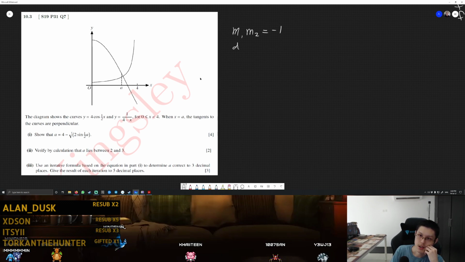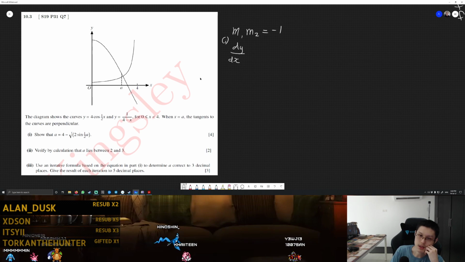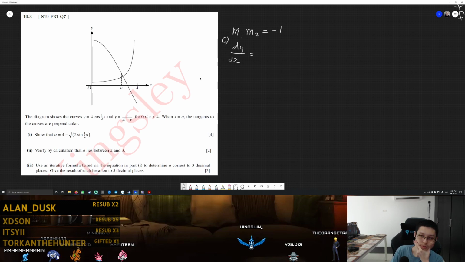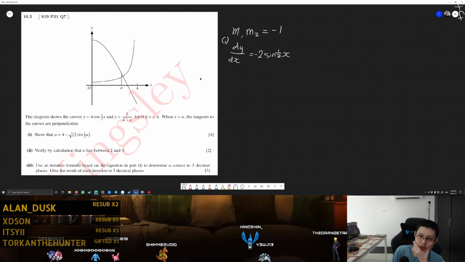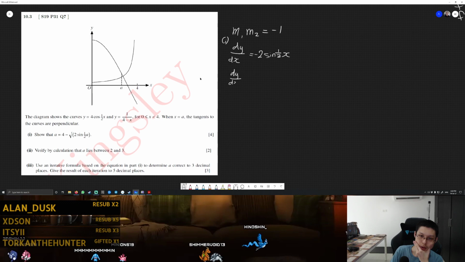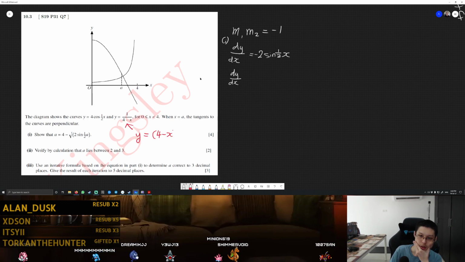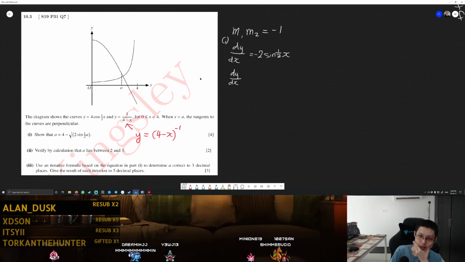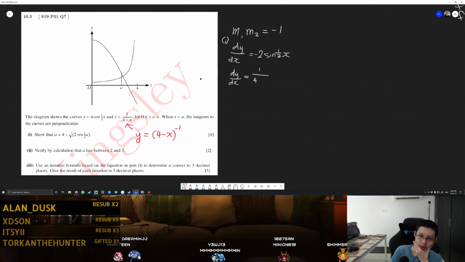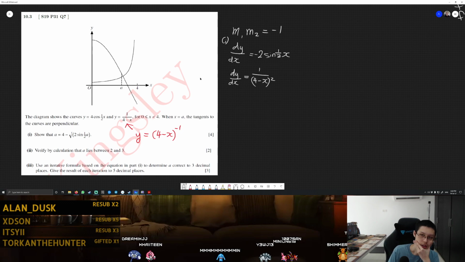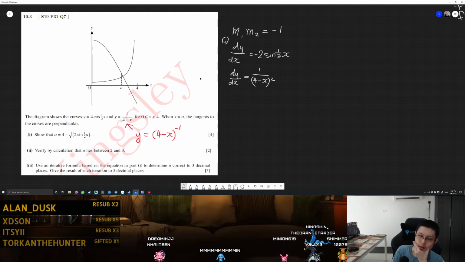You have to differentiate. So the first one, if I differentiate 4 cos half x, that's going to give me -2 sine half x. Okay. And for the other one, if I differentiate 1 over 4 minus x, so this is y equals 4 minus x to the power of -1, if I differentiate that, I'm going to get 1 over 4 minus x and then the whole thing squared. So the 2 dy/dx's must multiply to give me -1.